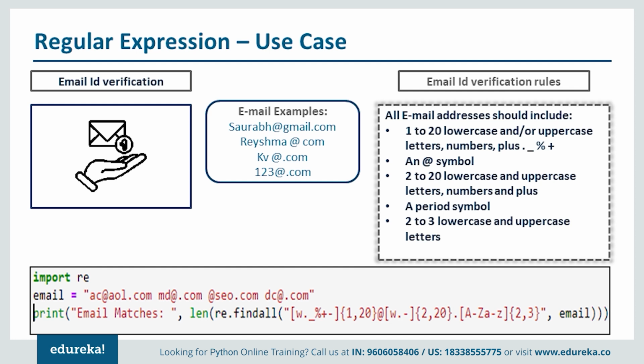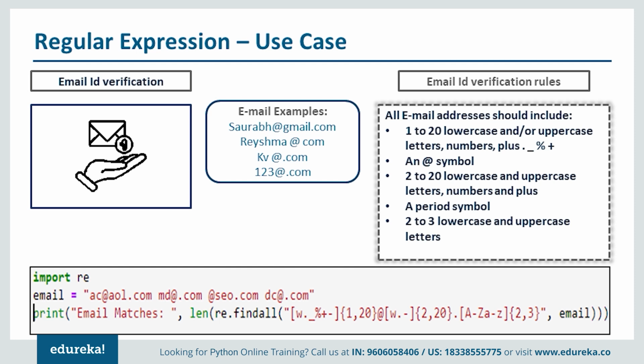The username can be 1 to 20 lowercase or uppercase characters, and can also be numbers, plus symbols, dot, underscore, percentage. These symbols can be present in this one. That is why you can see the regular expression saying W, which stands for any word character, alphanumeric. Then we have dot, underscore, percentage, plus, hyphen. The range of characters should be 1 to 20.